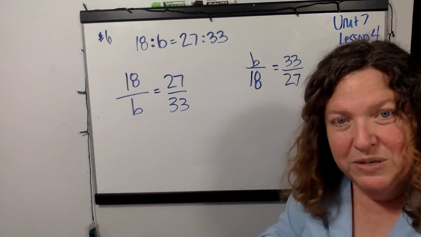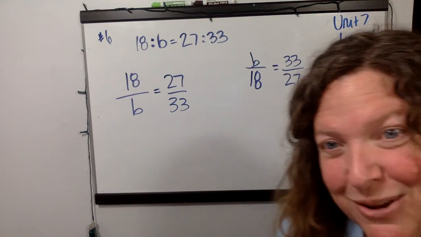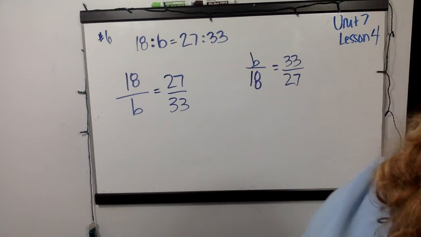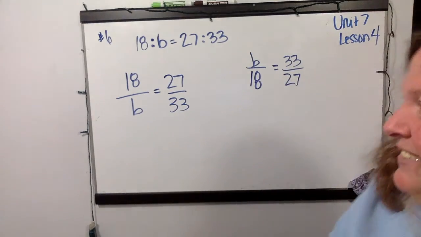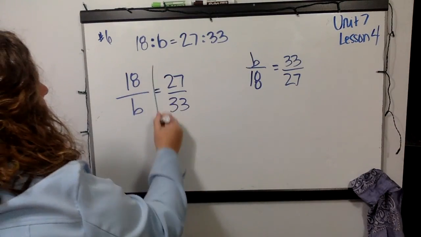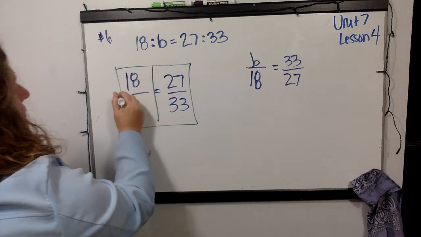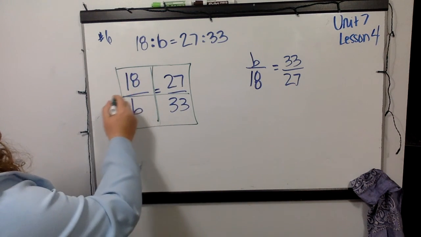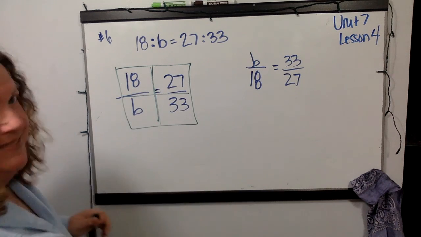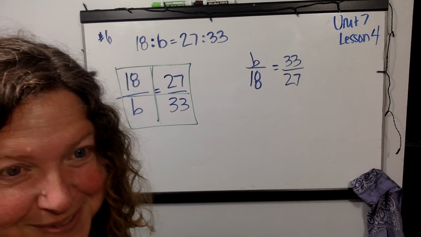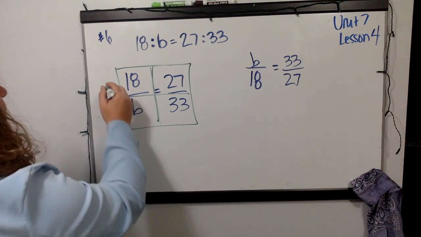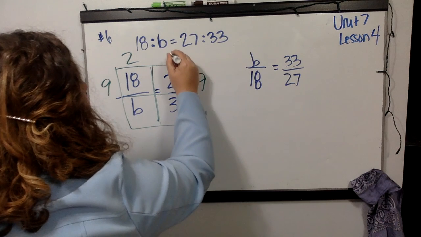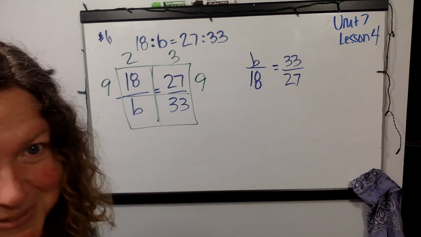Now, should we solve it with cross multiplication, or should we solve it with a factor puzzle? Or should we solve it with both just for fun? Well, let's solve it with both. All right, there's our factor puzzle. Now, 18 and 27. Do we know a common factor? 9. 9 times 2 is 18. 9 times 3 is 27.